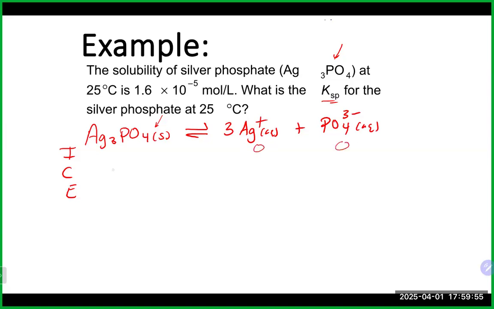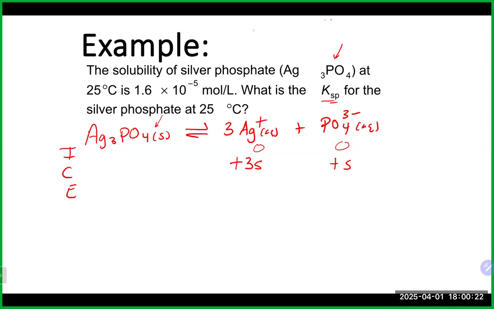The change here, again, is going to be minus x on the left, but again, it's a solid, so I'm not even going to worry about putting anything there. And this will be plus, and again, 3. And we actually do not use x here. We actually use s. And that would be plus 3s, and this would be plus s. And the s is equivalent to the x that we've done in the previous table.